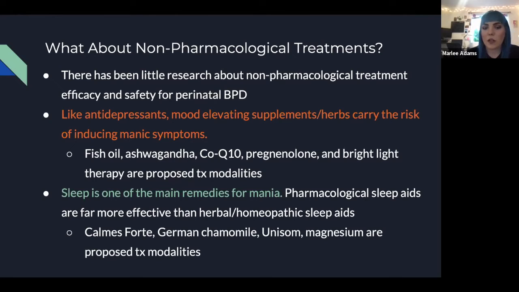Sleep is really one of the best, if only true remedies. Pharmacological sleep aids are going to be much more effective than over-the-counter herbals or homeopathics, but some of the ones that I saw looked at were Calms Forte, chamomile, Unisom, and magnesium. If I was going to suggest any of those, it would be Unisom, but I still recommend that your bipolar clients are seeing a perinatal psychiatrist who can help them navigate this and get them medication prescribed if that's what they need.